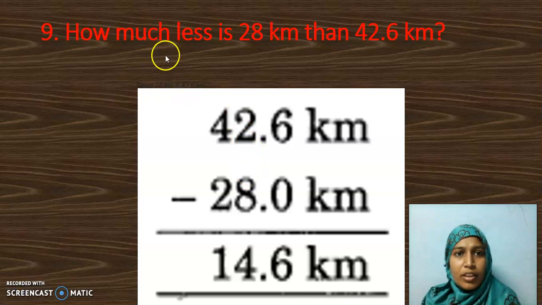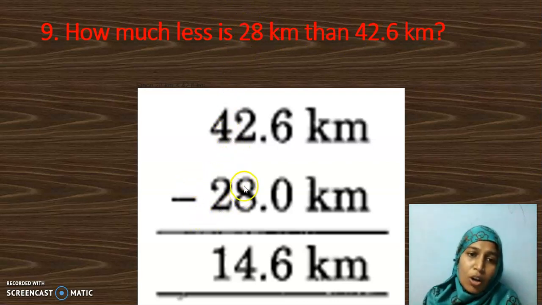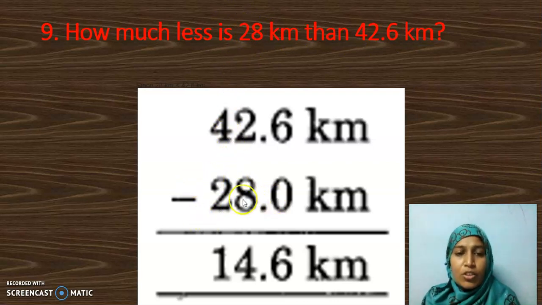Before concluding, let us see one more problem. How much less is 28 kilometer than 42.6 kilometer? How much less they have asked? So I have to subtract these two numbers. This is a whole number, children. So I can write any whole number in the decimal format. So it is 28.0. This 42.6 is written as it is, 42.6. Is it clear, my dear children?